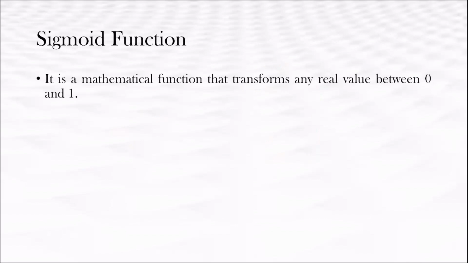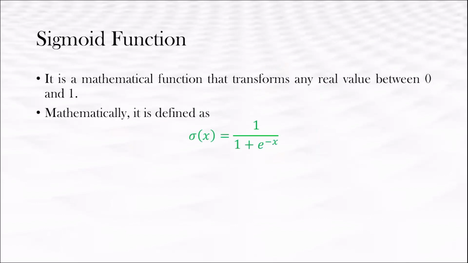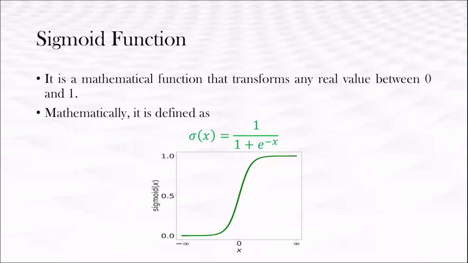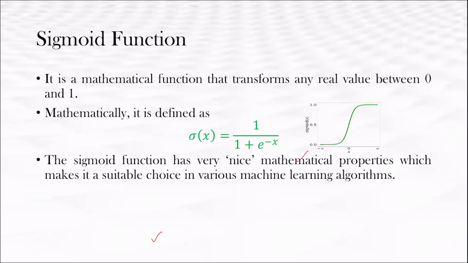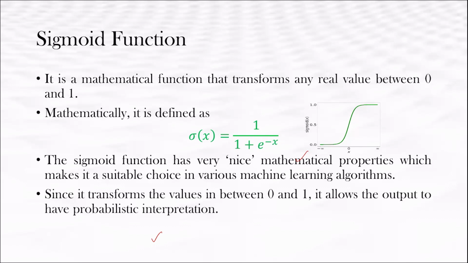This function is known as the sigmoid function, and it is a mathematical function that transforms any real value to a value between 0 and 1. Mathematically, the sigmoid function is defined as sigma of x equals 1 over 1 plus e to the power of minus x. And if I present it on a graph, it can be drawn like this. It is a function that is bounded between 0 and 1. As the value of x goes towards infinity, the value of sigma of x goes towards 1. Similarly, as x goes towards minus infinity, the value of sigma goes to 0. The sigmoid function has very nice mathematical properties, which makes it a suitable choice in various machine learning algorithms. Since it transforms values to between 0 and 1, it allows the output to have a probabilistic interpretation.